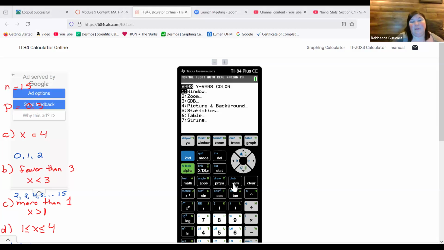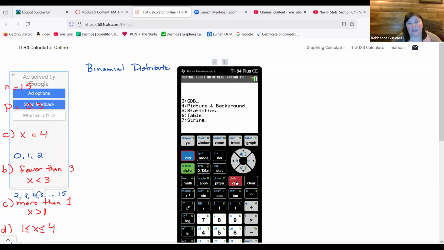So where we're going to go is, you notice here it says vars and it says distribution, because what we're dealing with are binomial distributions, like that distribution that we made. So we are going to go to second vars, which takes us to my distributions. If I go all the way down here and I get to A and B, after I scroll down, we see binom PDF and binom CDF.